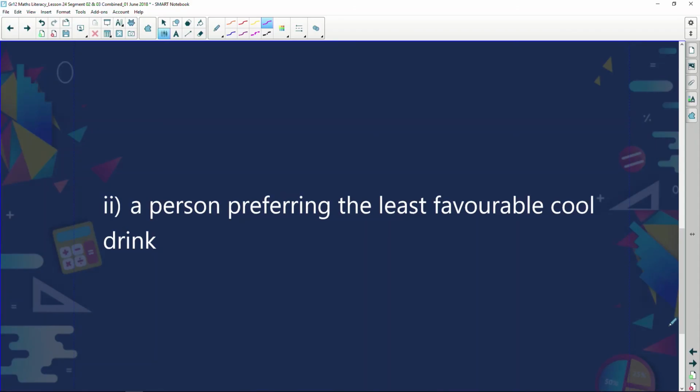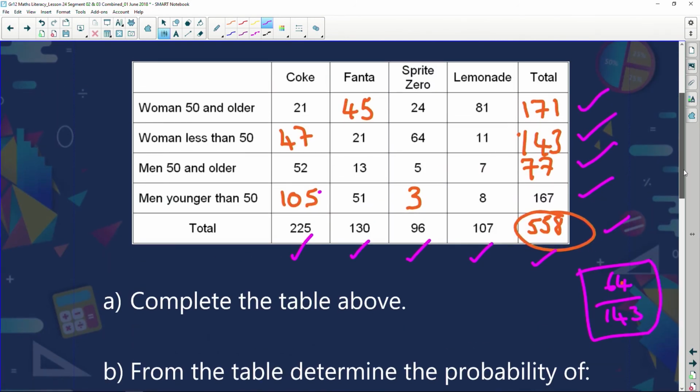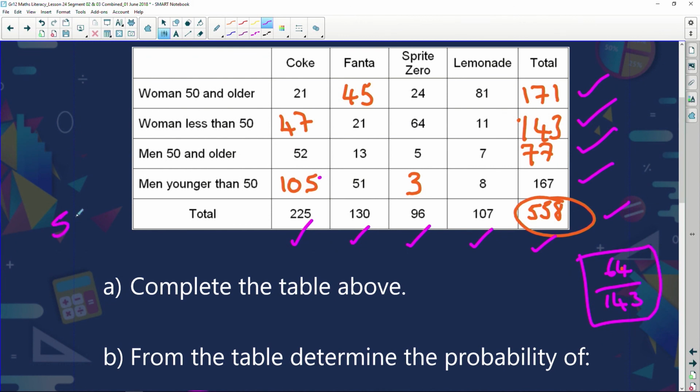What's the probability that a person, a male or a female, prefers the least favorite cool drink? How many people did we have? We had 558 people. How many of them prefer the least favorite cold drink? Coke was 225, Fanta was 130, Sprite Zero was 96, Lemonade 107. So the probability of someone preferring Sprite Zero would be 96 out of all those we interviewed, 558.